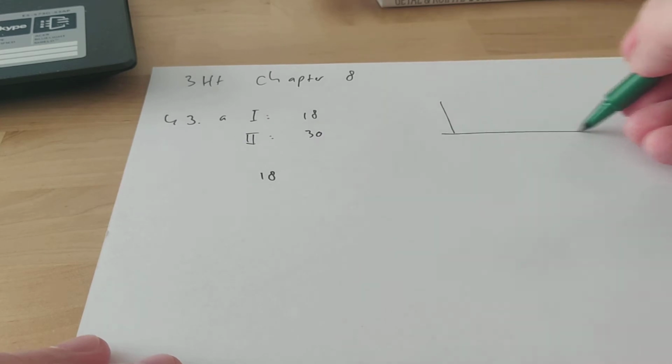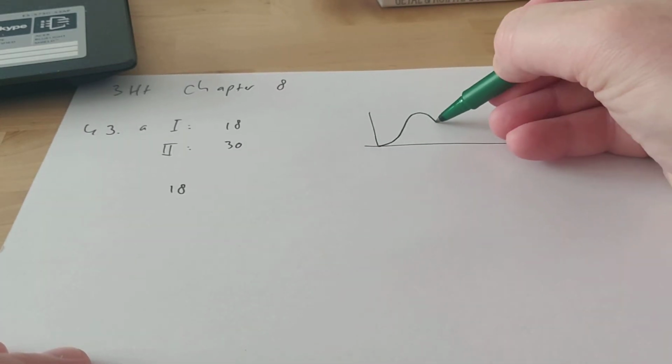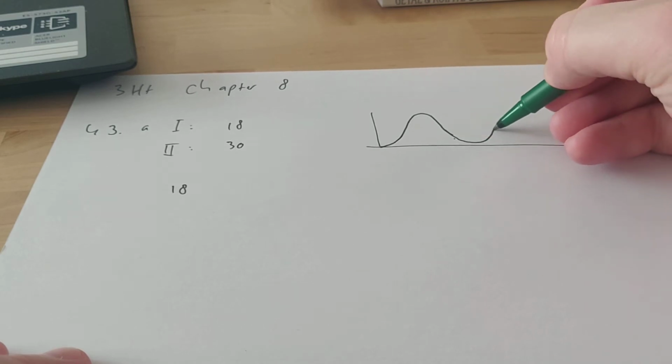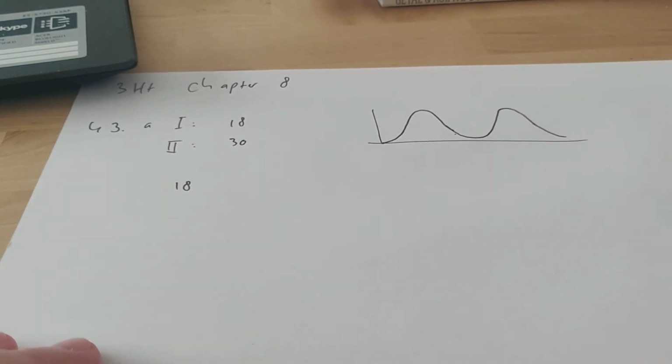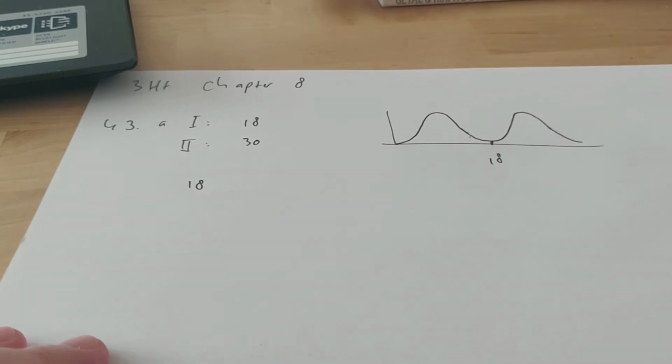If you take a graph here, the Ferris wheel starts low, then it goes up, and then it goes down again, right? And then it goes up again, and then it goes down again. And it keeps continuing like that. And after 18 seconds, it's on the ground again.